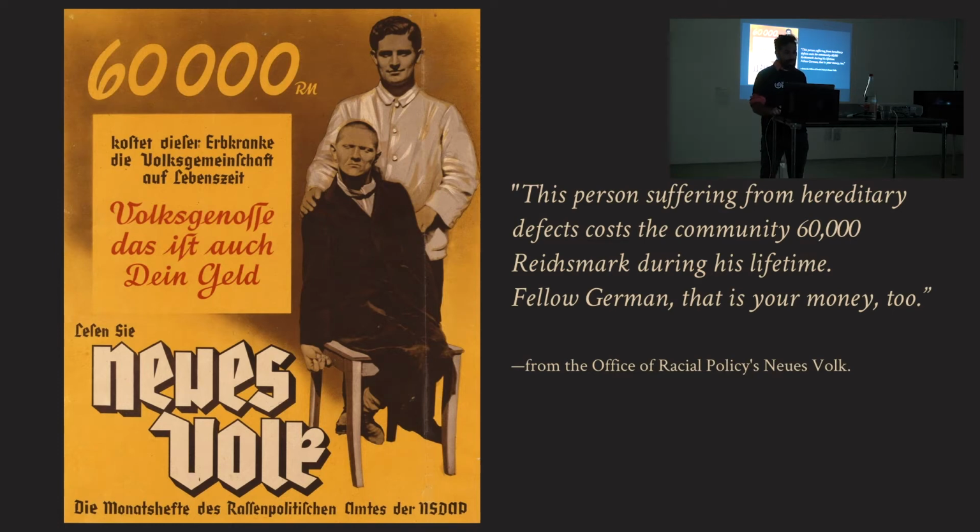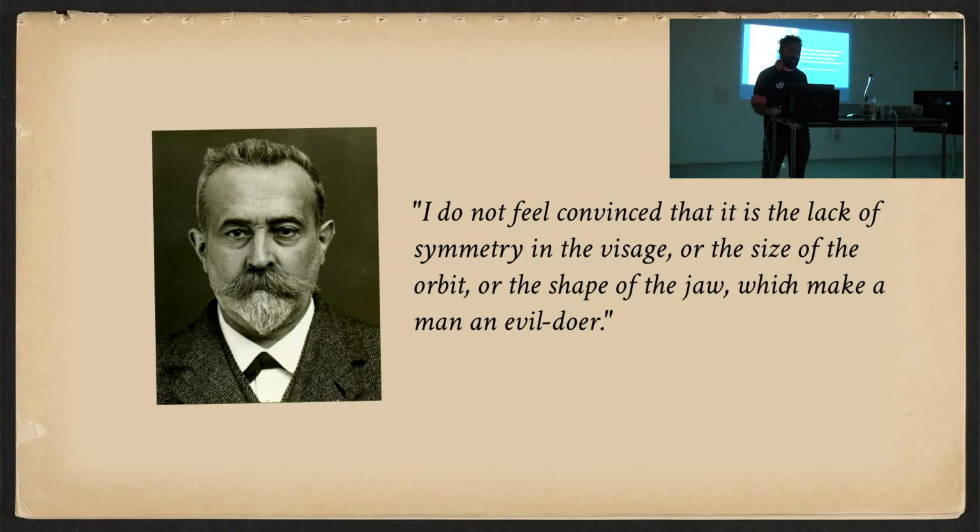Now, when we get back to Bertillon, he never meant for that to go there. And when he was asked about it, he was saying, I do not feel convinced that it is the lack of symmetry in the visage, or the size of the orbit, or the shape of the jaw, which makes a man an evildoer.